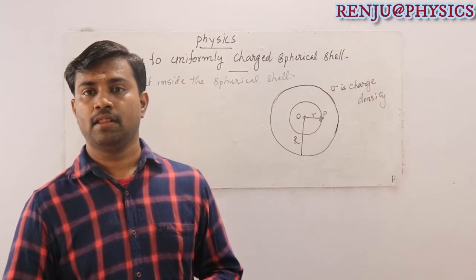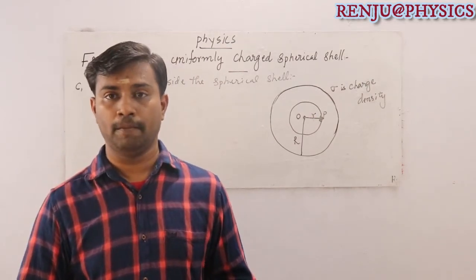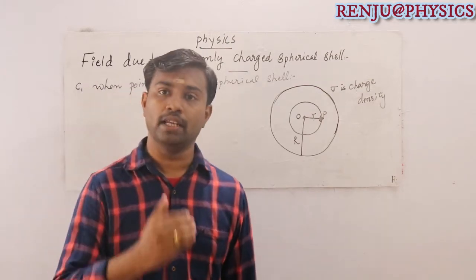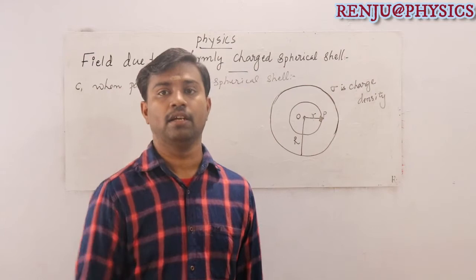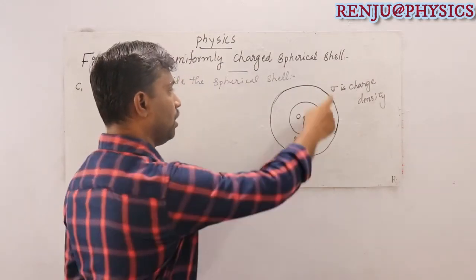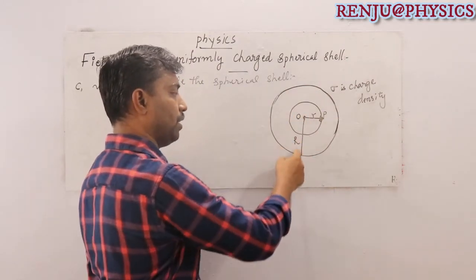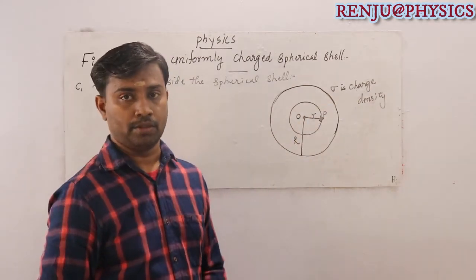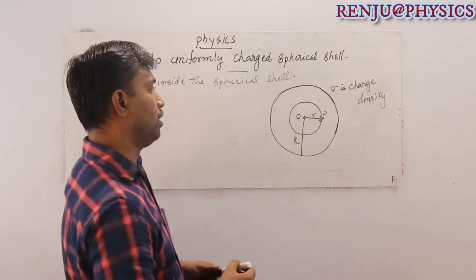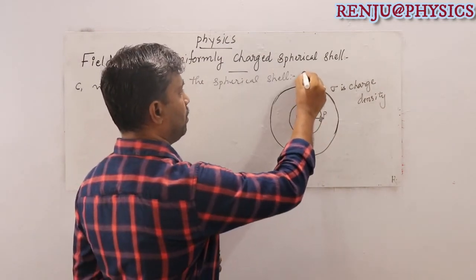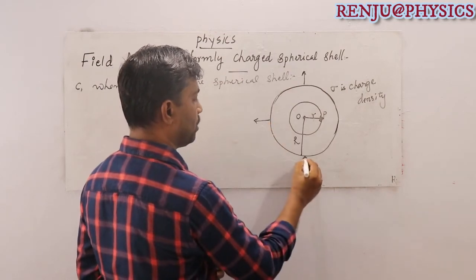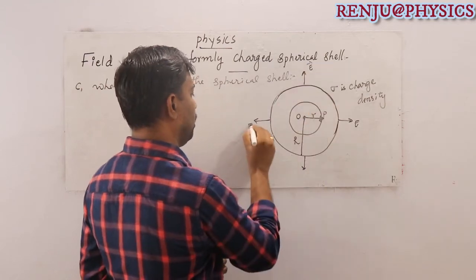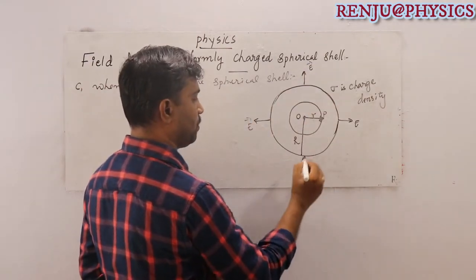Now we are discussing the third case. We are considering the point inside the spherical shell. That means we are finding the electric field inside the spherical shell. So we consider a sphere having radius R and sigma is the charge density. Okay, so charge is uniformly distributed. So the electric field on the surface is always in the normal outward direction. Electric field is always normal. This is the direction of the electric field at any point on the surface.